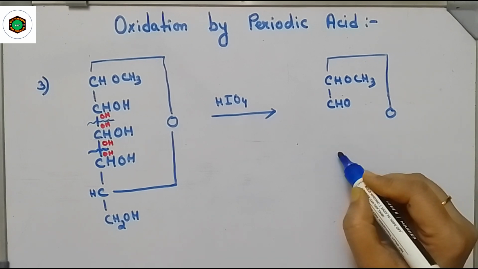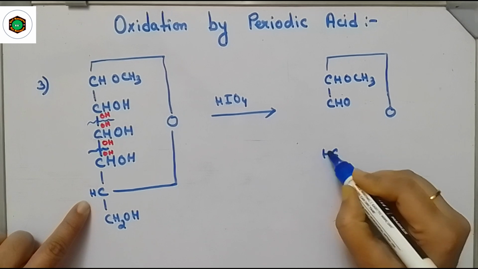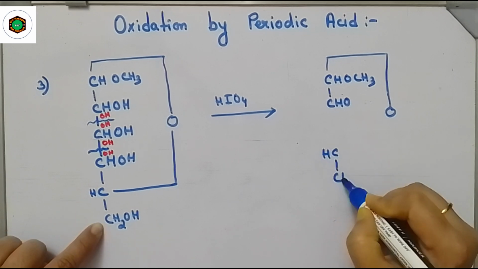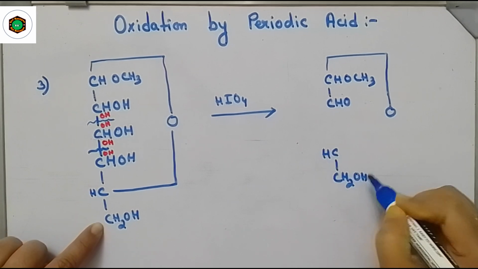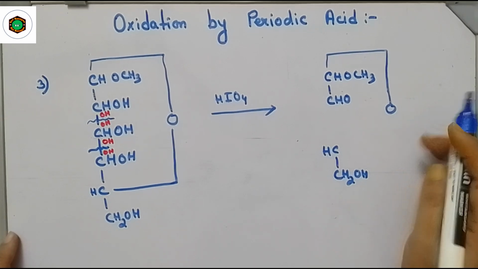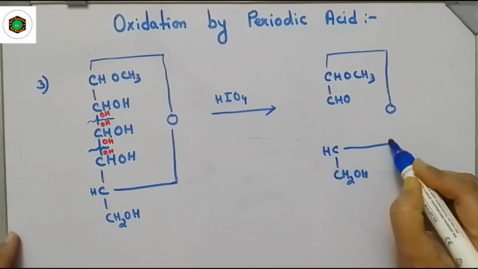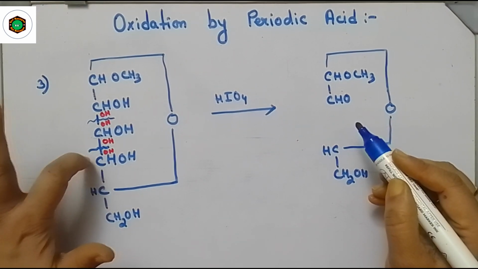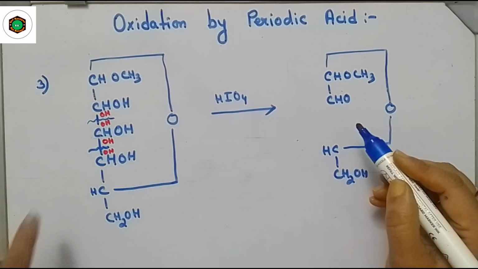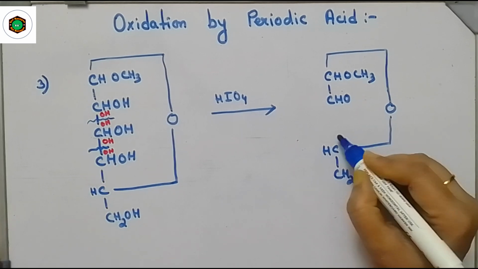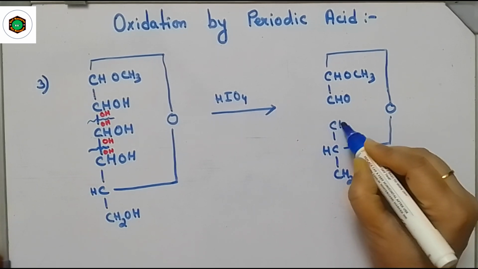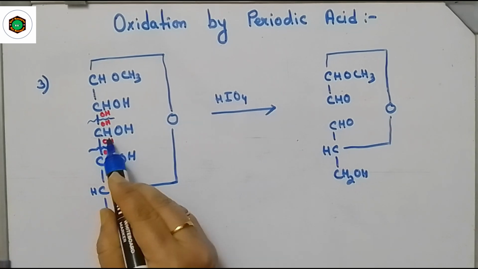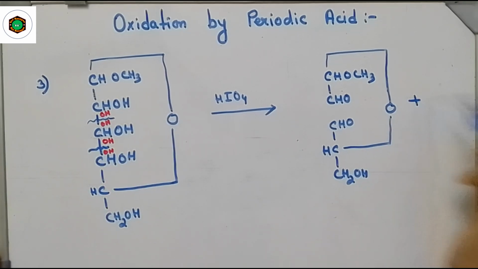Then here, see this moiety you have to write, then CH2OH. Here no such type of systems, no vicinal OH is there. So you have to keep this one as it is. Here with this carbon already one OH is there, another OH is there. So by removal of water here you will get CHO. And here what will happen?